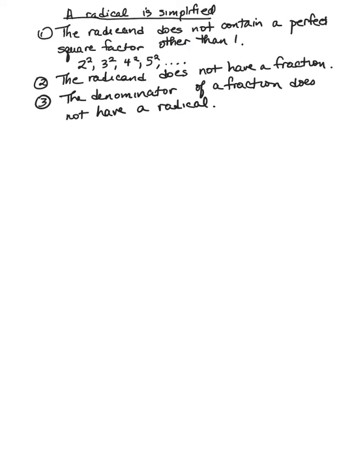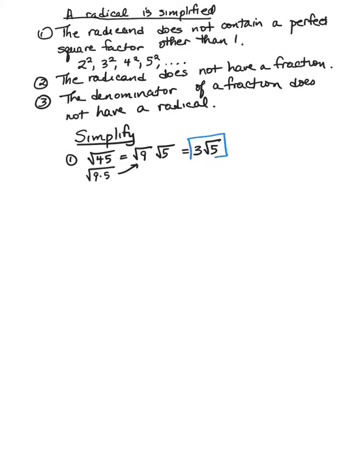So let's take the square root of 45. The square root of 45 can be written as the product of a perfect square, which is the square root of 9, and 5. And using that product property that we discussed before, since 45 is 9 times 5, we can write this, and that simplifies to 3 root 5. So 3 root 5 would be the simplest form for the square root of 45.